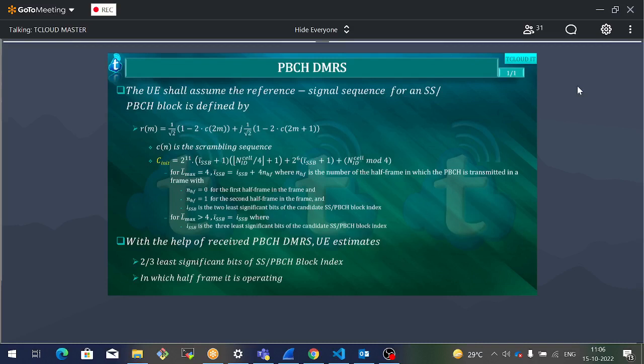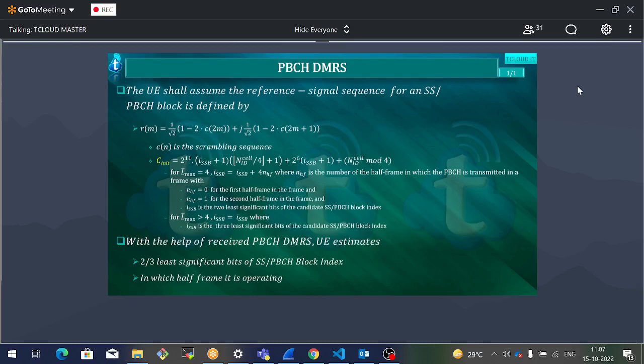NCell ID is already known to the mobile. You remember, the mobile calculated this NCell ID from the PSS and SSS operation already, by using the bits that it has downloaded in PSS and SSS. So the mobile knew NCell ID. The only factor that the mobile does not know from the received data is I-bar SSB. So the mobile can easily estimate it by doing absolutely reverse mathematics. What is the I-bar SSB value?